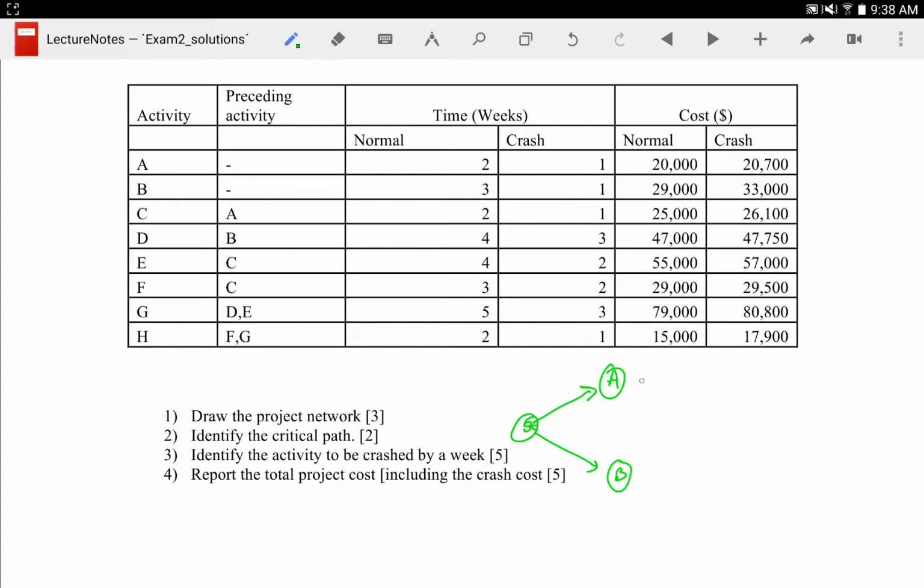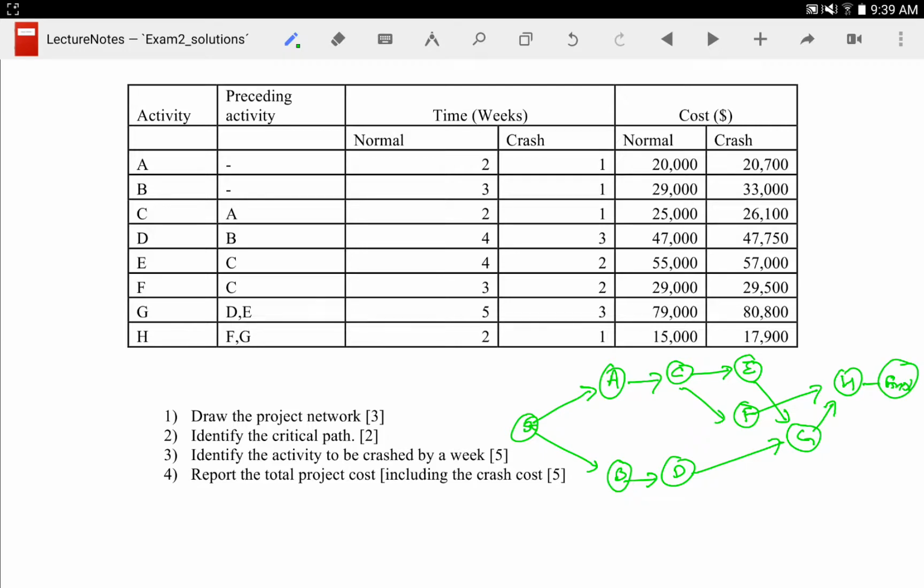Well, C has a predecessor A, D has a predecessor B, E has a predecessor C, F has a predecessor C, G has predecessors D and E, and then H has predecessors F and G. If you want, you can have a finish node. That's all there is to it.